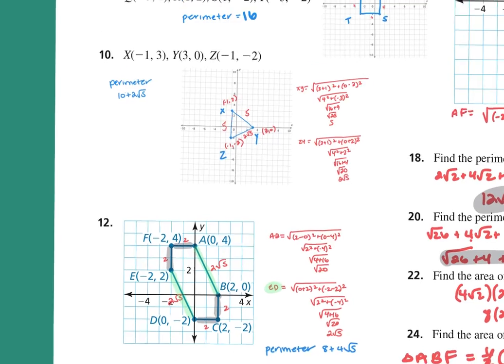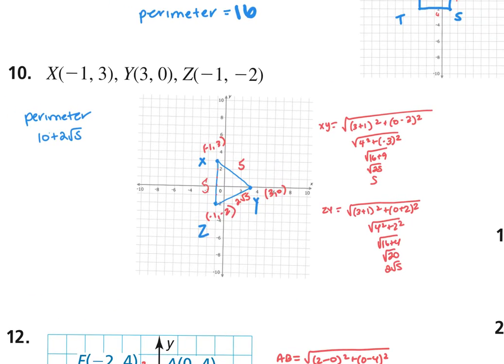Can I see number 10? Because I completely did that one. Like, I didn't even do the shape.